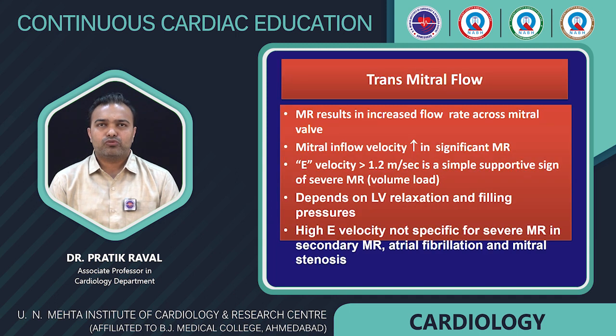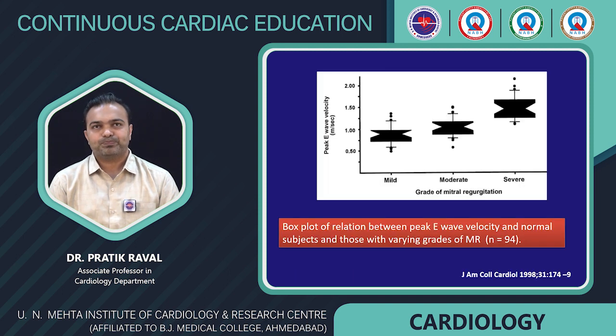In pulse wave Doppler, we usually assess transmitral flow velocity and pulmonary venous flow signal. As the MR severity increases, the flow rate across the mitral valve as well as the velocity across the mitral valve also increases, and an E velocity of more than 1.2 meter per second is a supportive sign of severe MR. However, the E velocity also depends on the LV relaxation properties and filling pressure. So high E velocity is not very specific in patients with secondary MR or in patients with atrial fibrillation and mitral stenosis. However, there is a fairly good correlation between the peak E wave velocity and the severity of MR.